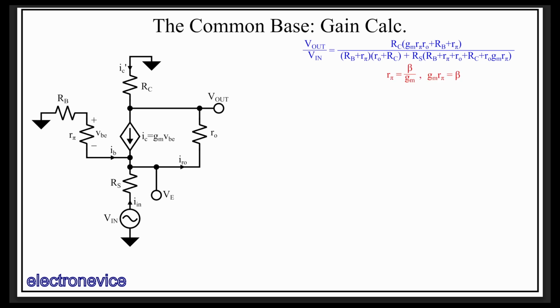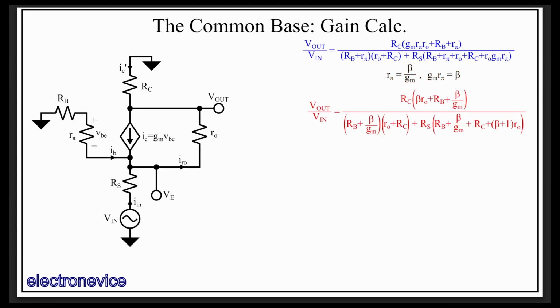First, we recall that R pi is equal to beta over GM. It then follows that GM R pi is equal to beta, so we can replace the R pi with beta over GM, and the instances of GM times R pi with simply beta. Also, I'm rearranging the RO values on the bottom, so it's beta plus 1 times RO. That will make sense in a moment.